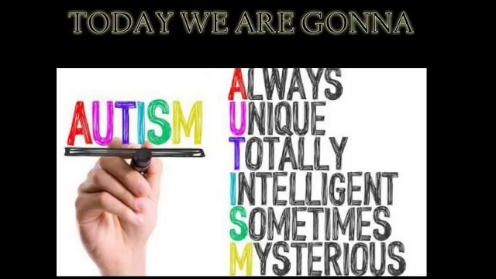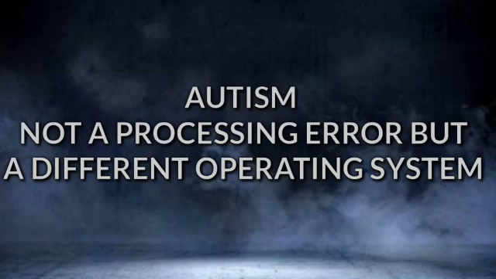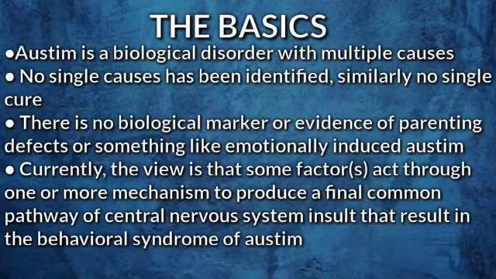Today we are going to see about autism. Autism: not a processing error but a different operating system. The basics. Autism is a biological disorder with multiple causes. No singular cause has been identified. Similarly, no singular cure. There is no biological marker or evidence of parenting defect or something like emotionally induced autism.